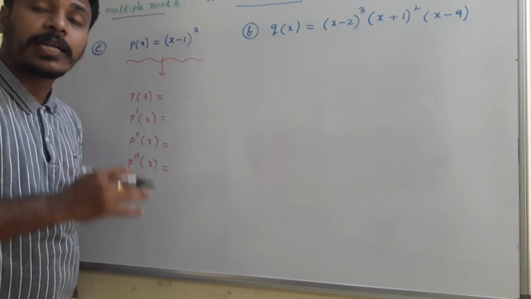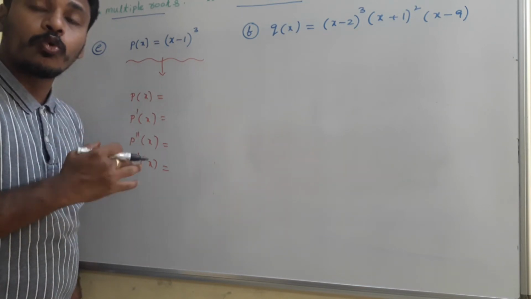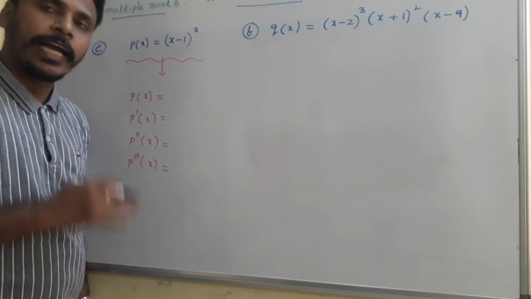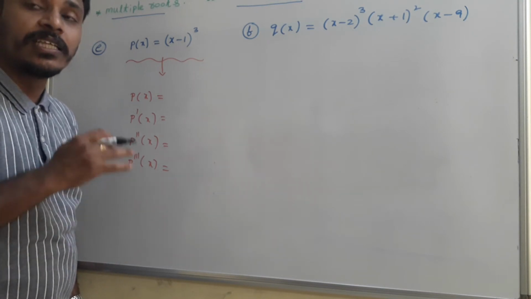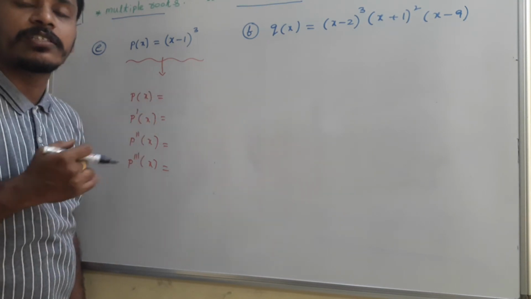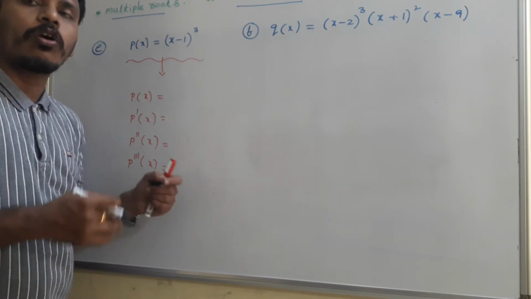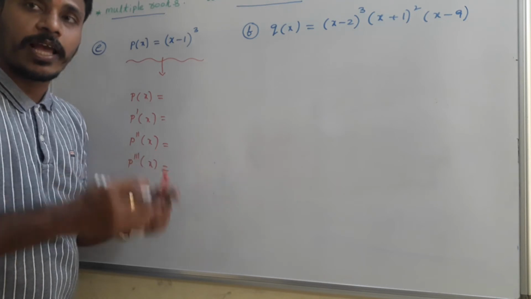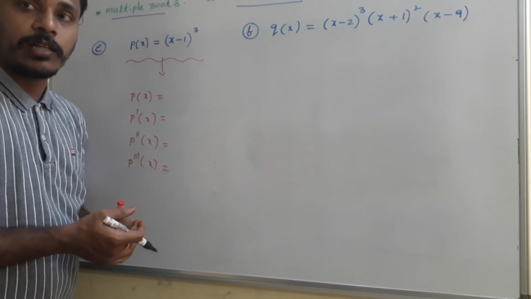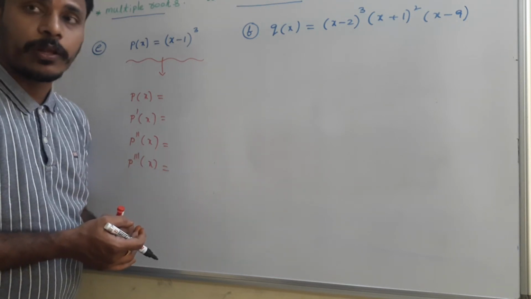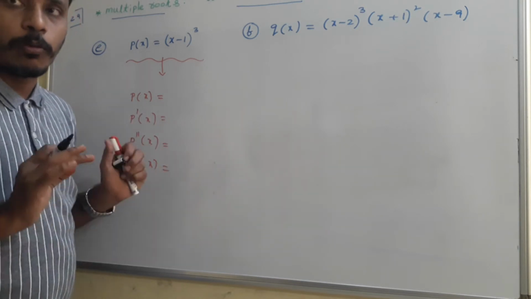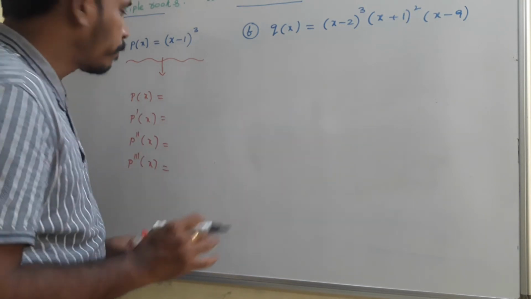Actually we know that 1 is a multiple root of multiplicity 3. In this situation we are just observing its derivatives and the values of the derivatives at 1. After all this observation, we will generalize the concept of multiple root related to the derivatives, and we will use it to solve the problems. That's the actual idea, the actual plan.